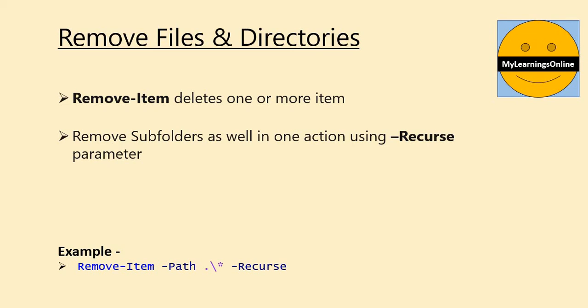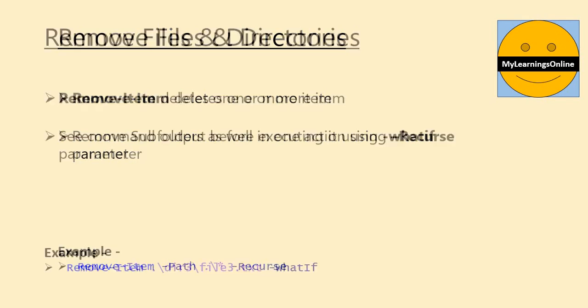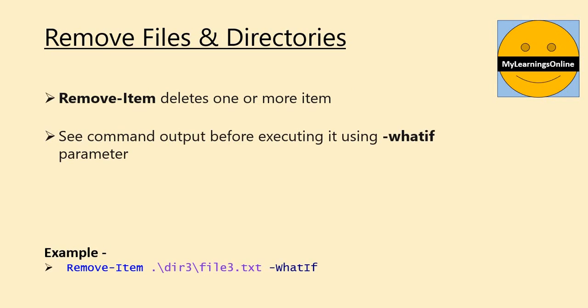We can remove a directory specified under the path parameter along with its subdirectories in the same action using the recurse parameter. In this example, we are trying to remove all the directories and subdirectories in the current directory specified under the path parameter using the recurse parameter. The whatif parameter helps us to see what will happen if the command runs, without actually running the command. This parameter is very helpful when we need to share the expected output of a command in advance.